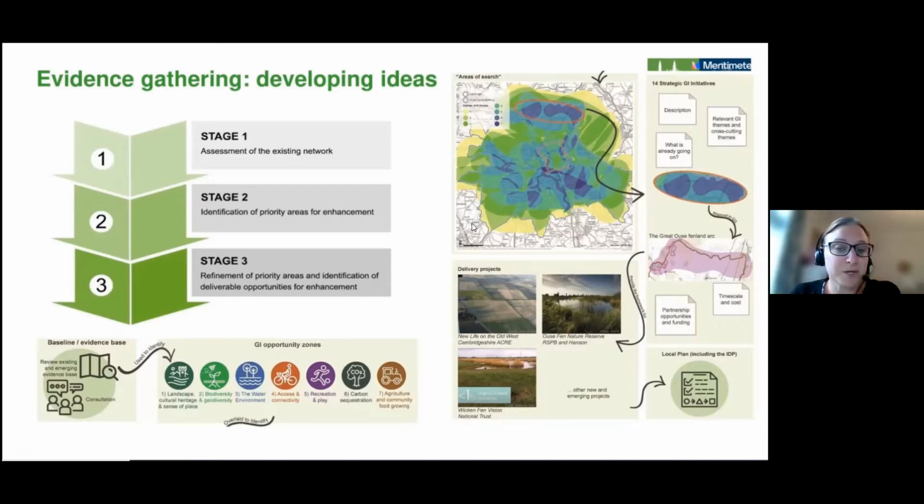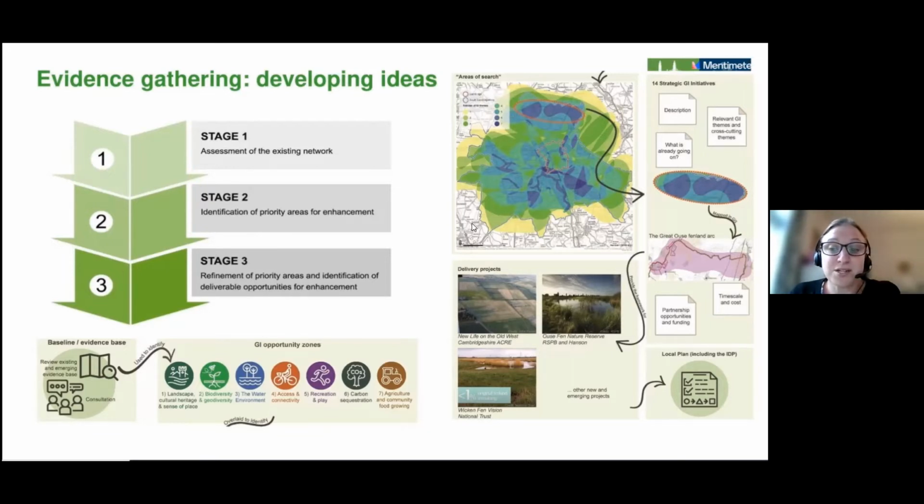So we organized information into effectively 7 green infrastructure themes, which broadly reflect the ecosystem services that GI provides. You'll see the little icons at the bottom. Those themes were landscape, cultural heritage and sense of place, biodiversity and geodiversity, the water environment, access and connectivity, recreation and play, carbon sequestration, and then agriculture and community food growing. Whilst we had those 7 themes, running across all of them we also looked at climate change, well-being and social inclusion, and other environmental quality factors.